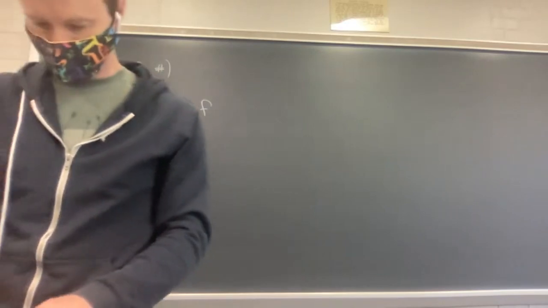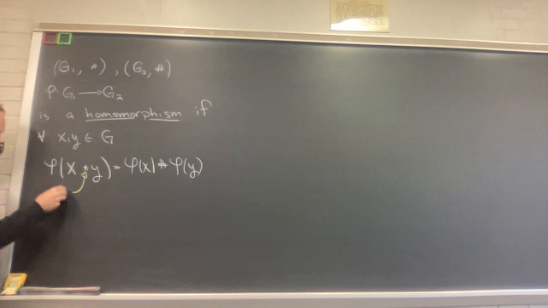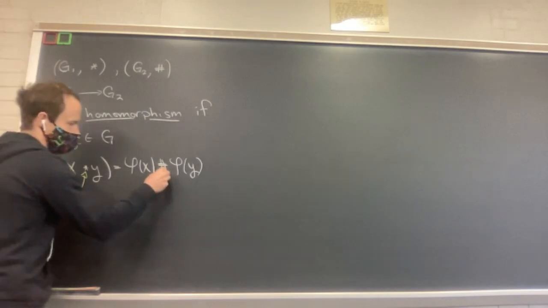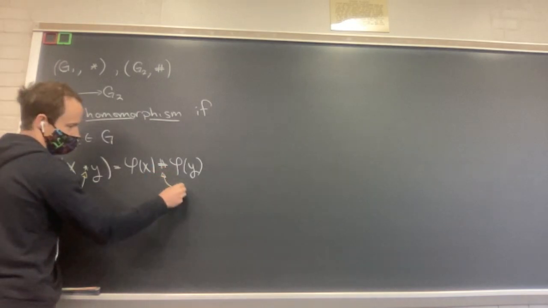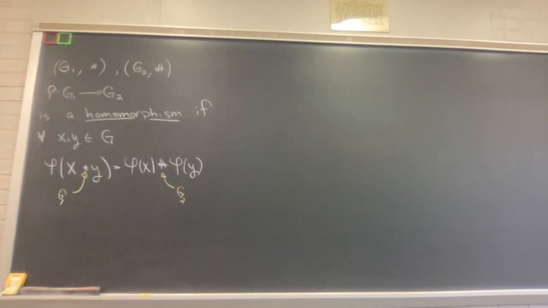Just to be thorough, this operation over here is the operation happening in the group G1, the source group, if you will. And this operation over here is happening in the target group G2. We've seen examples of this with isomorphisms already, so this isn't a huge new thing, but we just don't require bijectivity here.